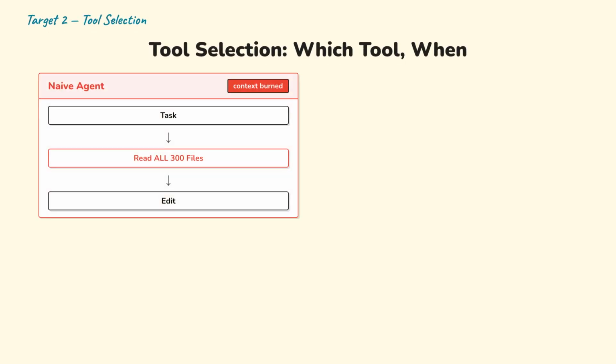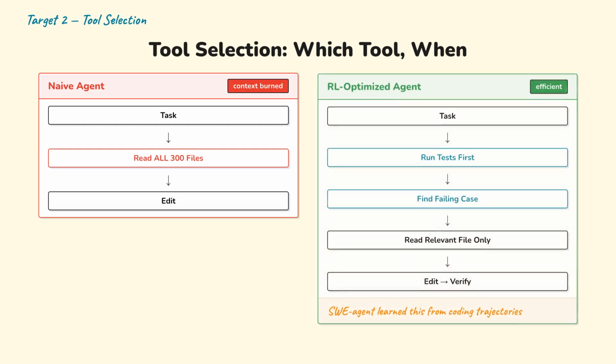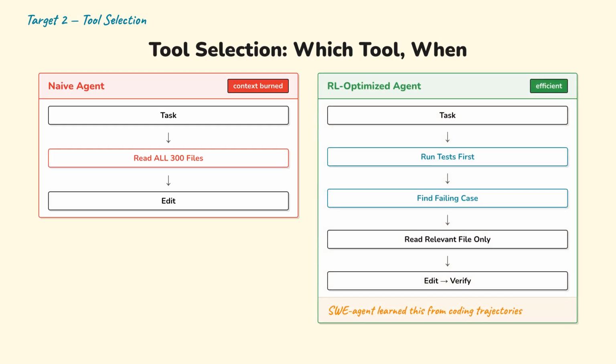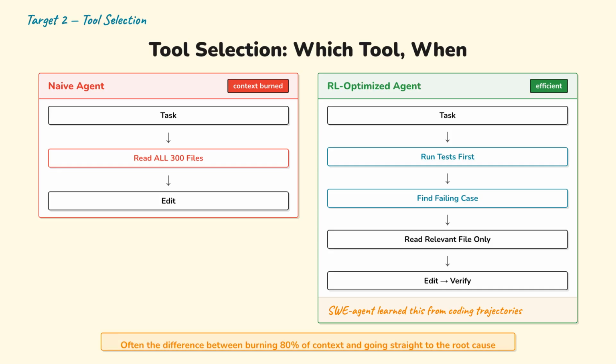Tool selection determines which external capability to invoke and when. A naive agent calls tools in the same order regardless of context, burning context on irrelevant information. An optimized agent learns that for code debugging, running the test suite before reading files immediately isolates the failure location. SWE agent, trained on coding trajectories, discovered exactly this pattern. Run tests before reading files, which consistently reduces unnecessary file reads and improves task success rates. Tool selection sounds like a minor implementation detail. In practice, it's often the difference between burning context and going straight to the root cause.